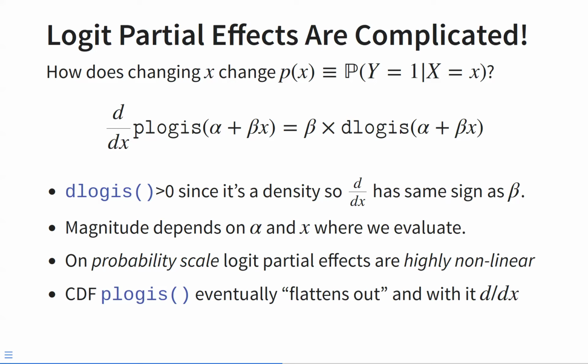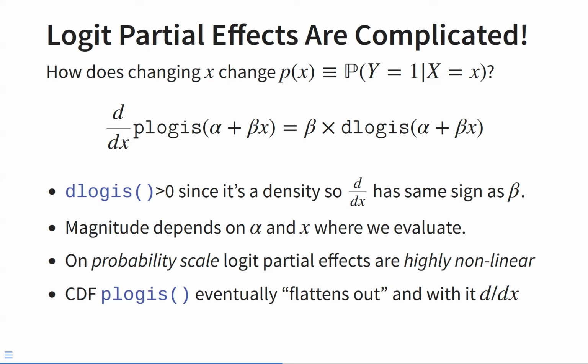But the magnitude of the derivative does not just depend on beta. Of course, it does depend on beta, but it also depends on alpha, and it also depends on the particular value where we evaluate x. So, as I said a moment ago, probability is a highly nonlinear function, and that carries over immediately to logistic regression. So, expressed on the scale of probabilities, logistic regression partial effects are highly nonlinear.